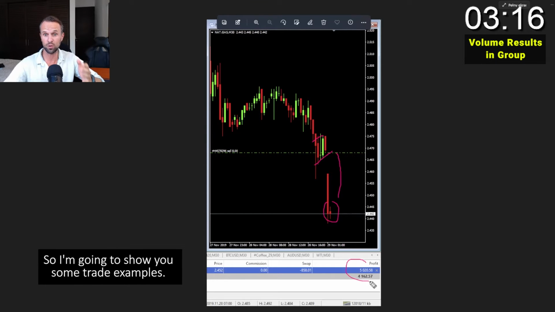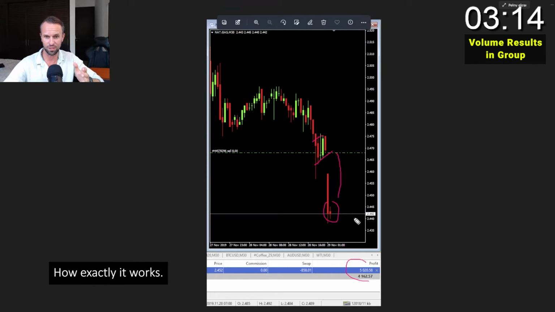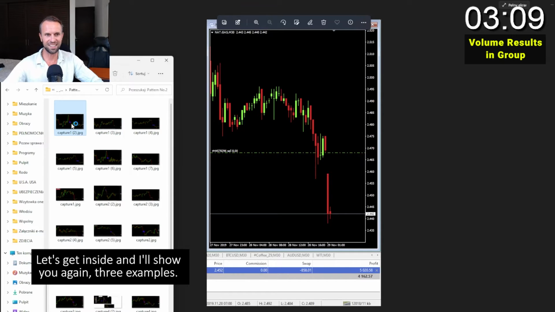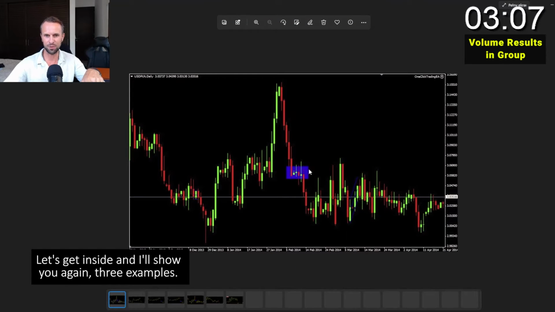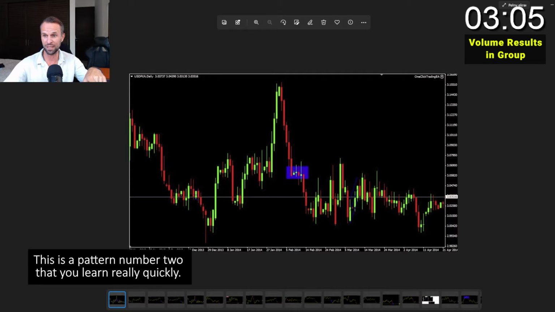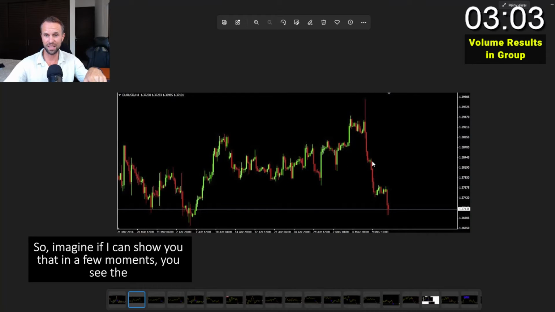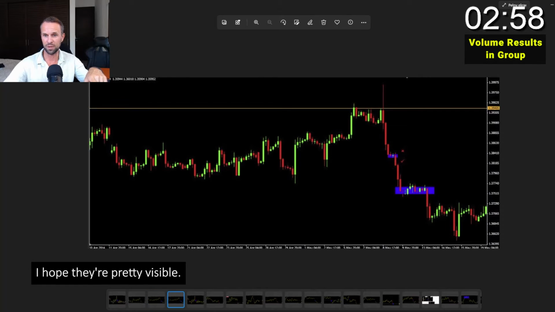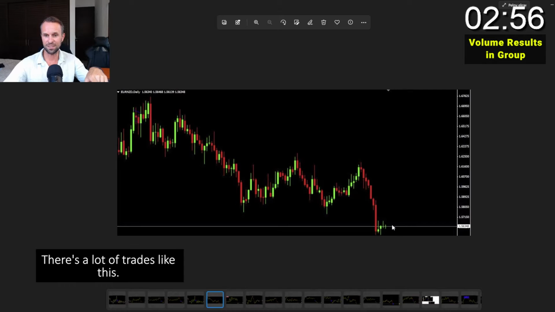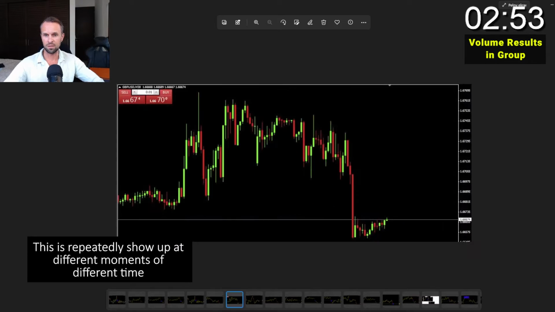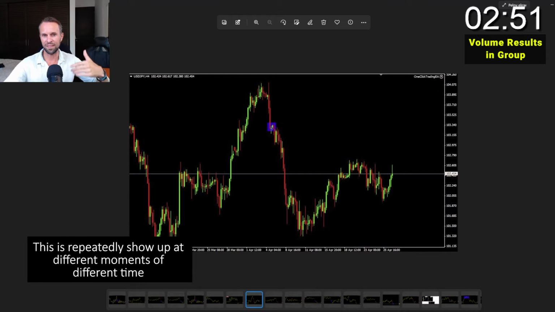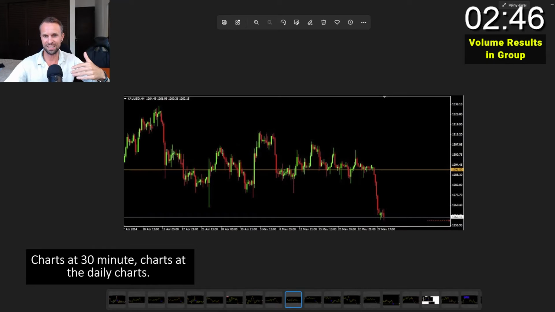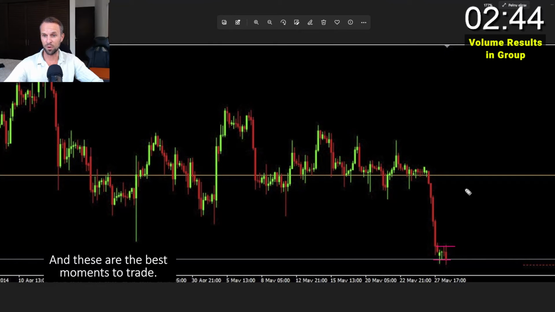So I'm gonna show you some trade examples, how exactly it works. Let's go to one of those folders. Let's get inside and I'll show you again 3 examples. This is pattern number 2 that you learn really quickly. You see the patterns here. I'm not even marking them anymore. I hope they're pretty visible. There's a lot of trades like this. We can find them right now at the charts. This repeatedly shows up at different time frames, at 5-minute charts, at 30-minute charts, at the daily charts. And these are the best moments to trade.